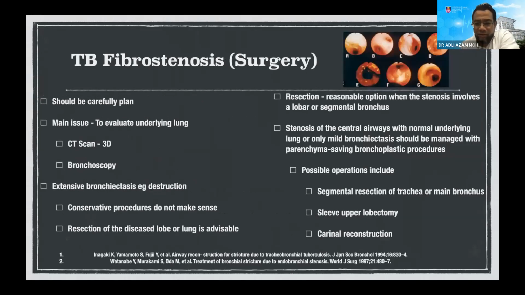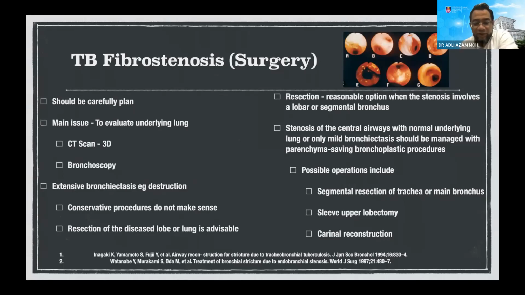Of course, in patients with fibrostenosis, to offer them surgery, it has to be carefully planned. Because the main issue, you need to evaluate the underlying lung, either by bronchoscopy or CT scan. How about extensive bronchiectasis? For example, then conservative procedures do not make sense, and resection of the diseased lobe or lung is advisable. So those are issues we need to really consider.